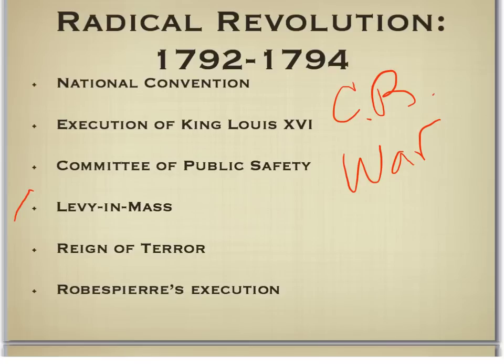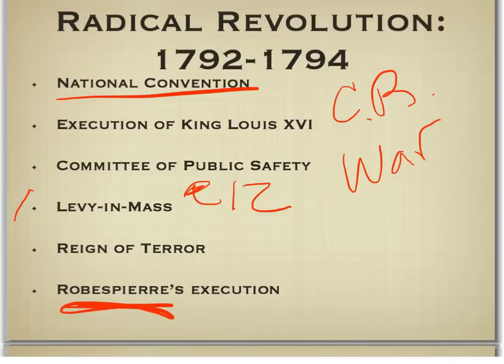So what do they do? Well, remember, these guys have absolute power. So the first thing they do is they take the absolute power that the National Convention has and they give it to 12 people, the Committee of Public Safety. This Committee of Public Safety is led by Maximilien Robespierre, one of the coolest names in the French Revolution. The Committee of Public Safety takes two actions.